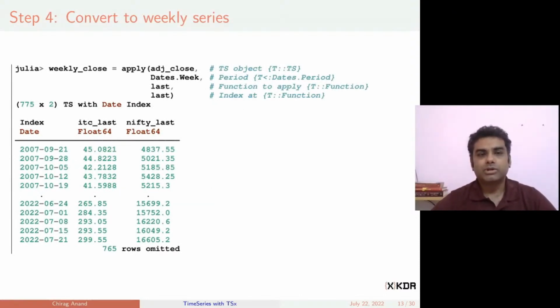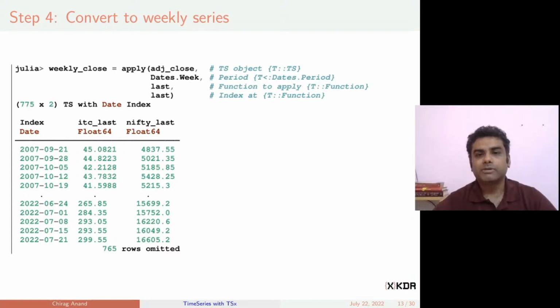The next step is to convert the series into weekly frequency. For this, we are using the apply operation. This is pretty easy. The first argument is the TS object itself. The second argument is the period, which is a subtype of the dates.period type. The third argument is the function to apply to each group belonging to the same frequency. Here we are using last, so this apply will pick up the last observation from each week.